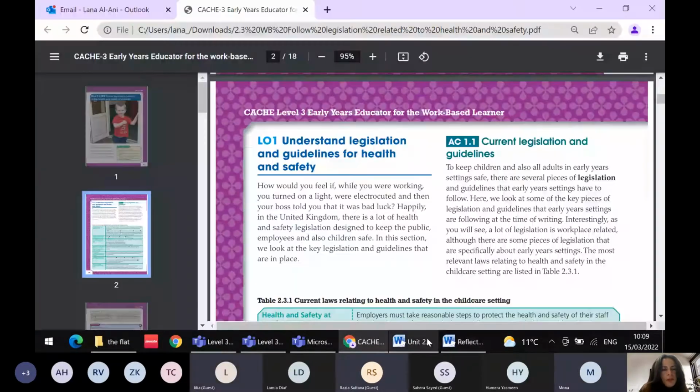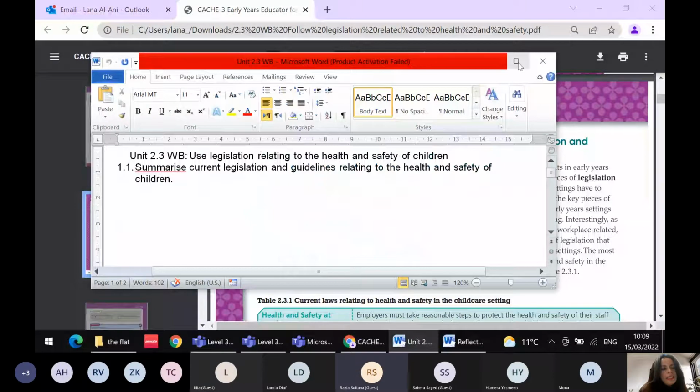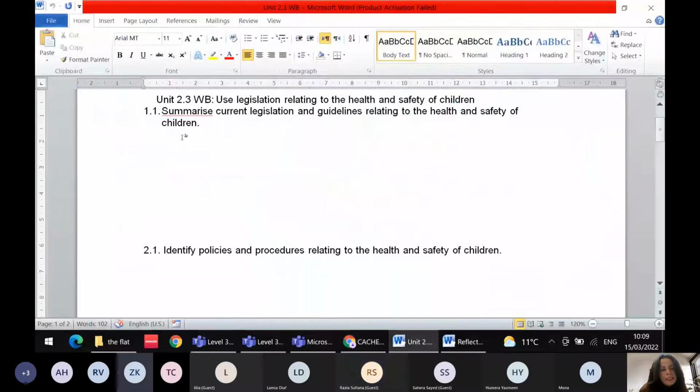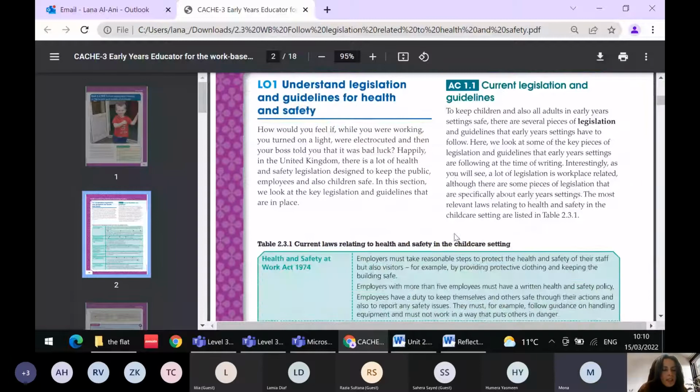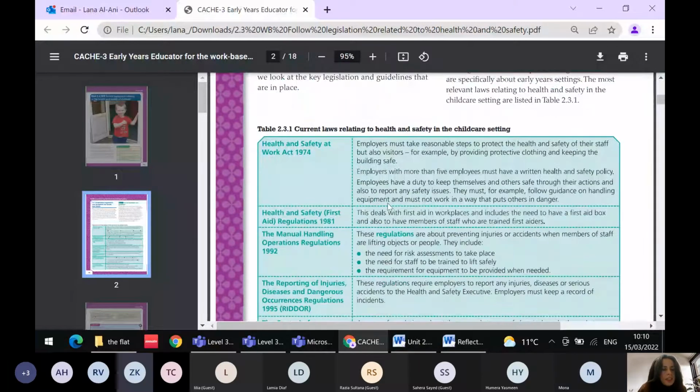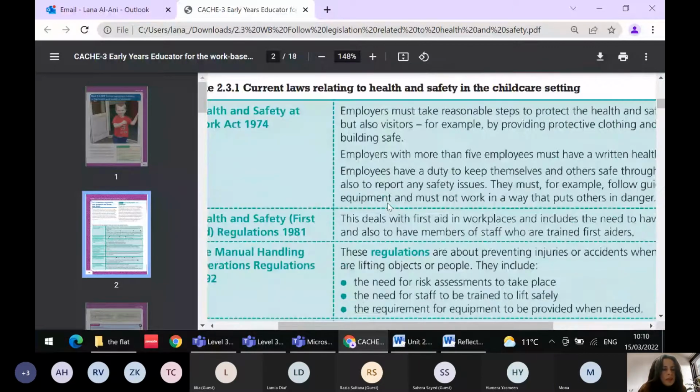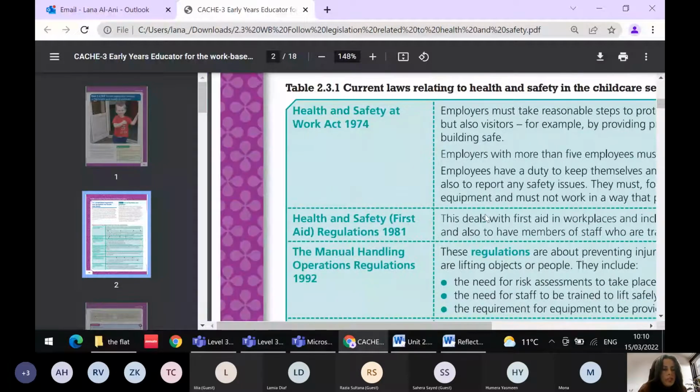So here, if you open question 1.1, it says summarize current legislation and guidance relating to health and safety of children. Do we know anything about the current legislation? Humaira, by the way, you see here 1.1 current legislation and guidance. Everything is in the book, yes? So all you need is just to read, understand the book, and start doing your coursework in your own way. You shouldn't copy and paste. You should just write it in your own way.